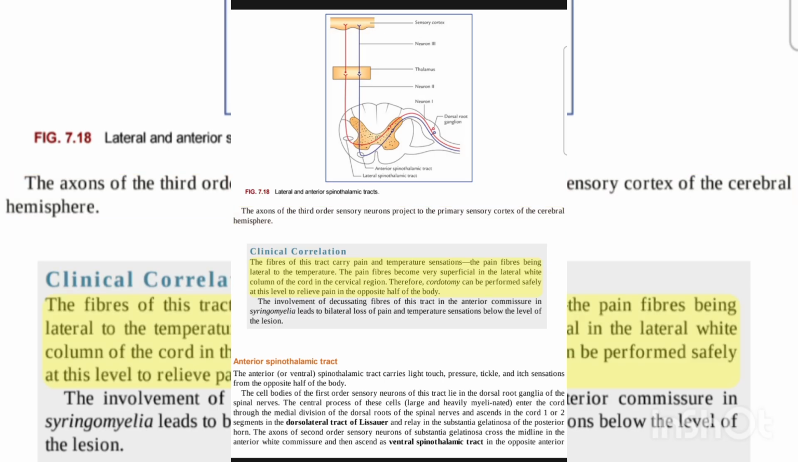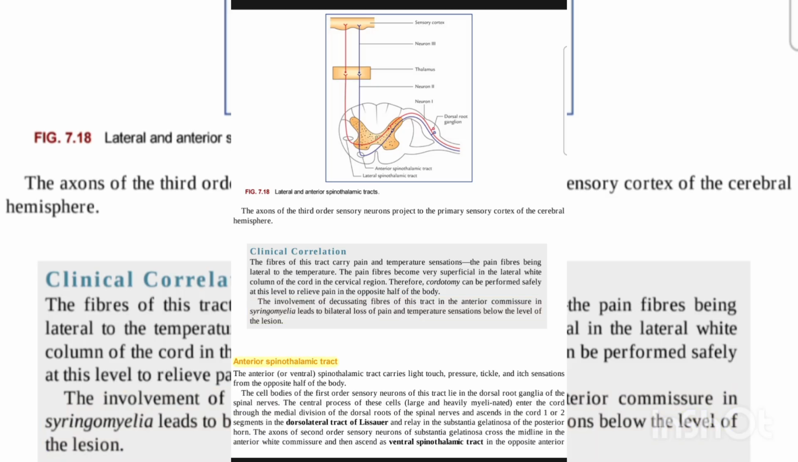Clinical correlation. The fibers of this tract carry pain and temperature sensations, the pain fibers being lateral to the temperature. The pain fibers become very superficial in the lateral white column of the cord in the cervical region. Therefore, cordotomy can be performed safely at this level to relieve pain in the opposite half of the body. The involvement of decussating fibers of this tract in the anterior commissure in syringomyelia leads to bilateral loss of pain and temperature sensations below the level of the lesion.